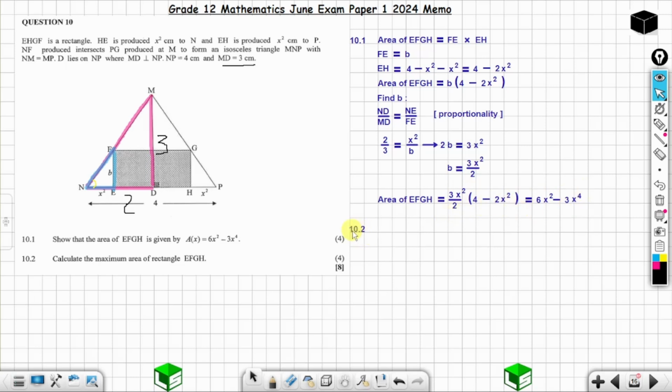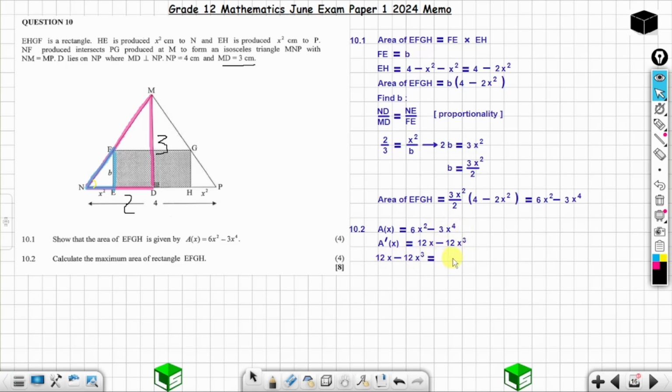Question 10.2. Calculate the maximum area of rectangle EFGH. For marks. To find the maximum area, we are going to use calculus. So the area is given by this. We have to take the derivative, equate to 0 and solve for x. The x value will give the maximum area. Let's take A prime of x. This is equal to 12x minus 12x to the power of 3.